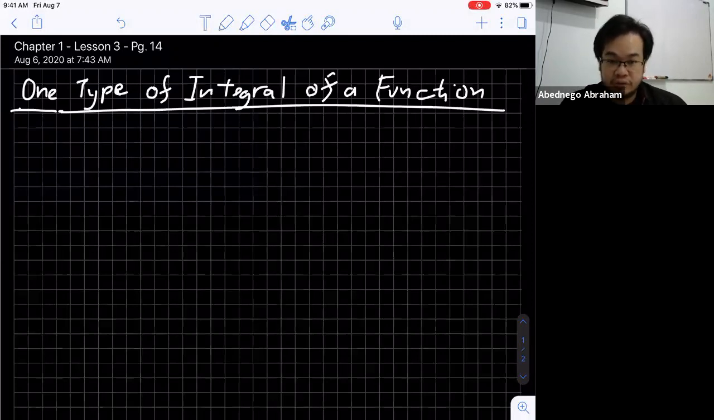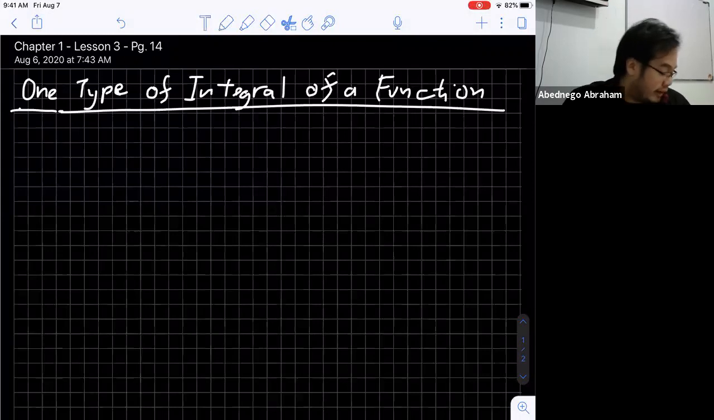The definition of derivative is basically instantaneous rate of change. And the way we try to estimate the value of it is by finding the average rate of change. So for lesson 3 and lesson 4, for these next two lessons, it's about the definition of integral.